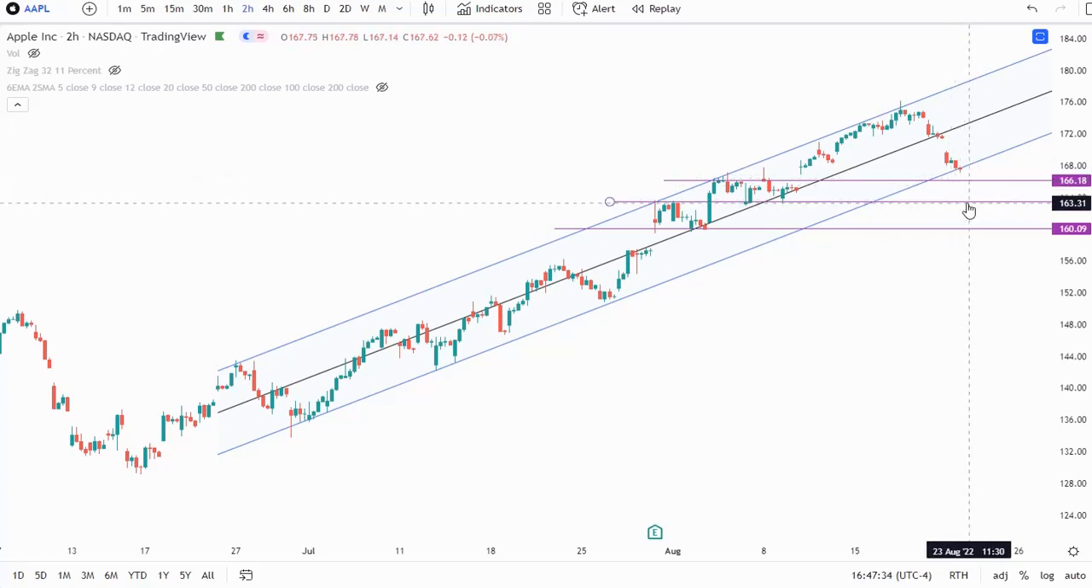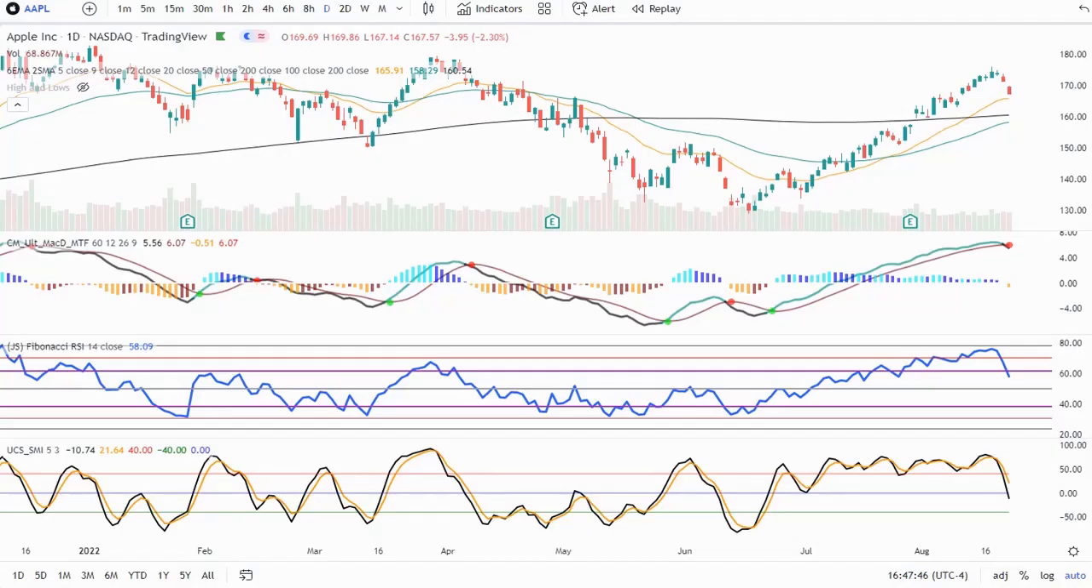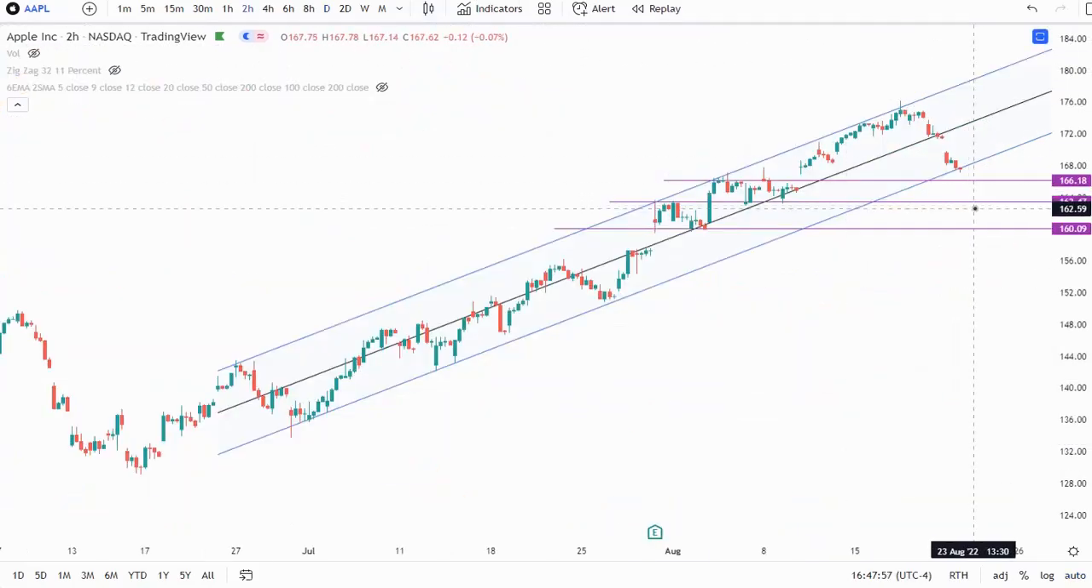Additionally, next area of support is 163. There too, there were quite a few interactions at that level. And finally, the 160 area. So if we look at the daily chart again, the 160 is basically the 200-day moving average, this black line. So those are the levels to watch if there is any further weakness in Apple shares.